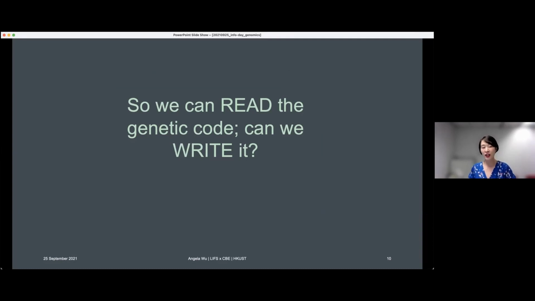I just wanted to give you one example of a cool thing that we can now do, because we can read the genetic code really quickly and really easily. But reading it is one thing, right? But can we write the genetic code? Can we change it?